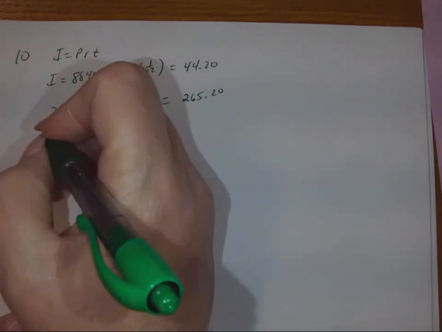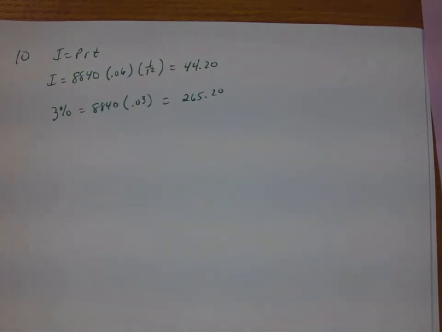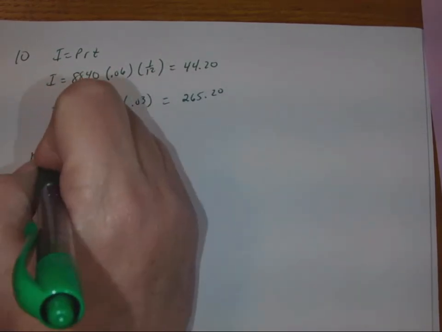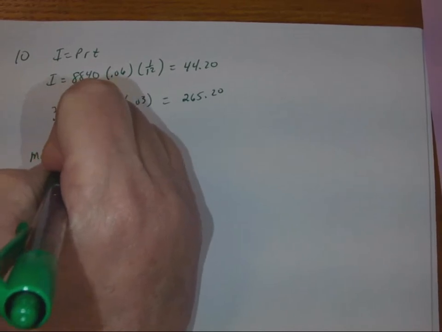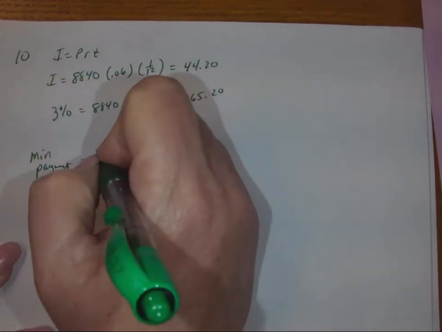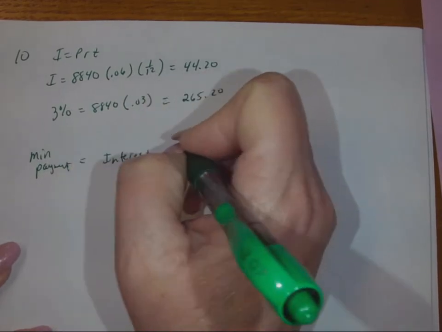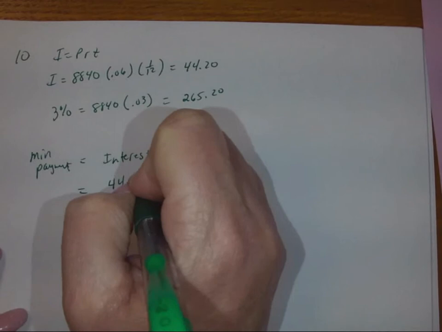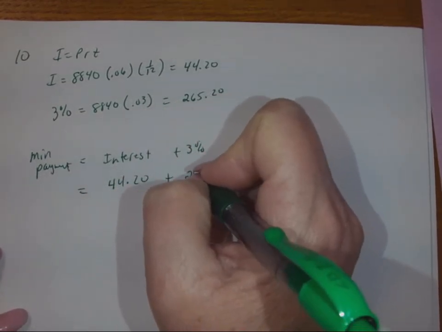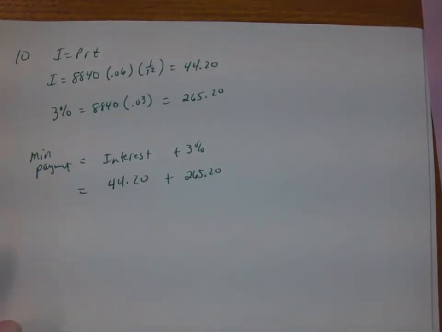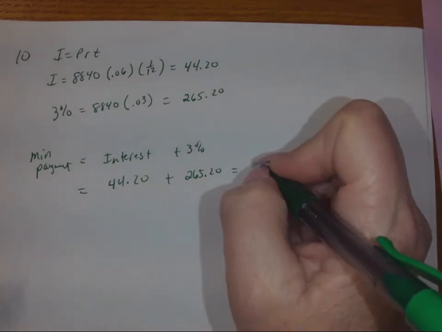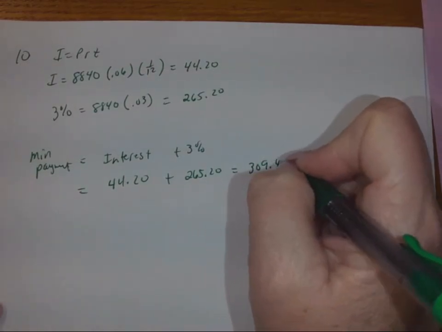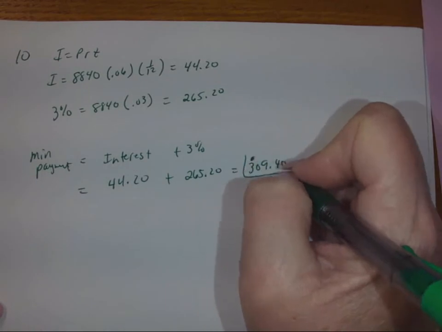Now, to find that minimum payment, because that's what we're looking for. The minimum payment is going to be equal to your interest, which is your finance charge, plus that 3%. So the interest was $44.20 plus our $265.20, which was our 3% of our balance, and that's going to get you $309.40. So that is your final answer.